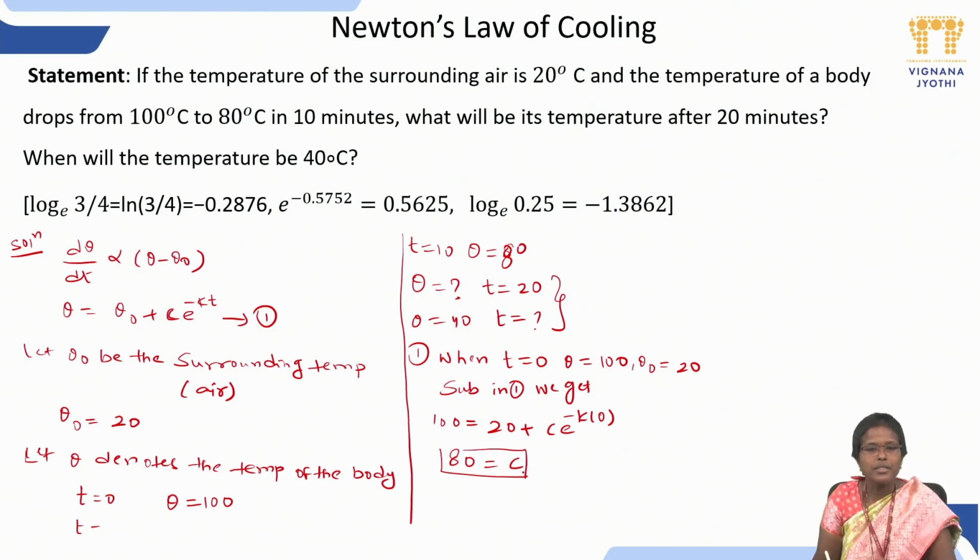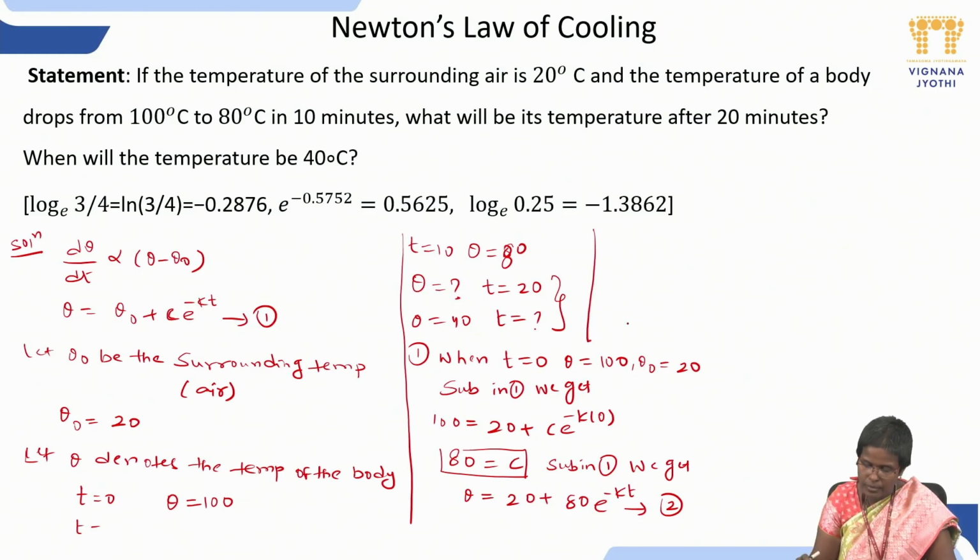Now, if we substitute in 1, we get theta equals to, already theta naught we are having 20, plus C value 80, e power of minus kt. Let us consider this one as equation 2. Okay. Now, equation 2: theta equals 20 plus 80 into e power minus kt.